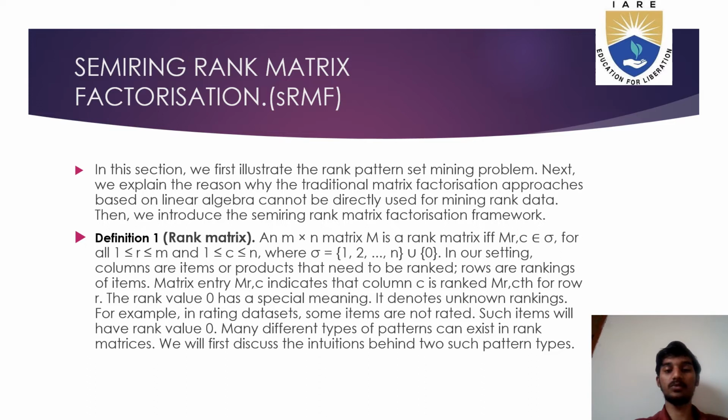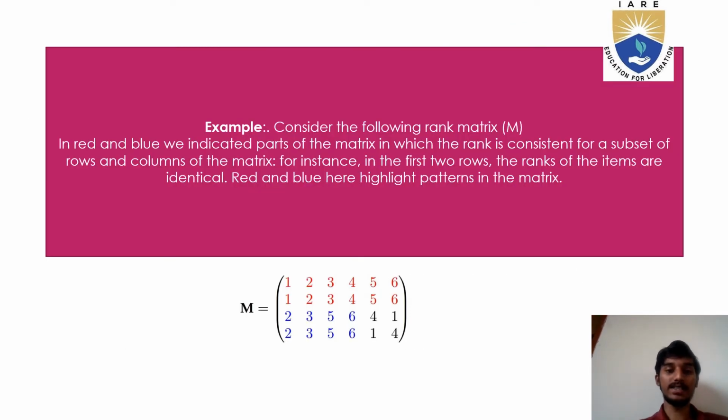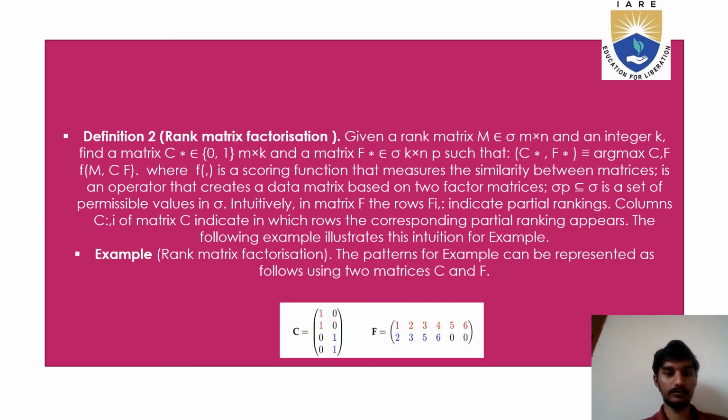Many different types of patterns can exist in rank matrices. We will first discuss the intuition behind two such patterns. Example: consider the following rank matrix M. In red and blue, we indicate parts of the matrix in which the rank is consistent for a subset of rows and columns of the matrix. For instance, in the first two rows, the ranks of items are identical. Red and blue here highlight patterns in the matrix.